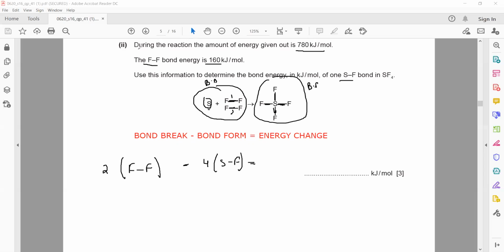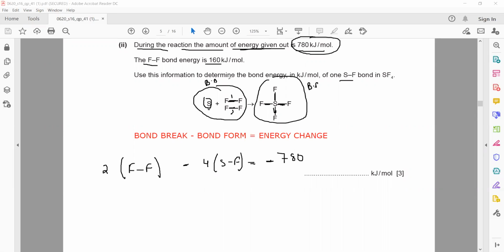What is the energy change given during a reaction? The amount of energy given out, or energy released, is the energy change. If energy is given out, it's an exothermic reaction, so we will put minus 780. If energy is taken in, we will write plus 780. In the question, he did not ask for the energy change. He is asking for bond energy. The energy change is given. So bond breaking minus bond forming will give us the energy change.